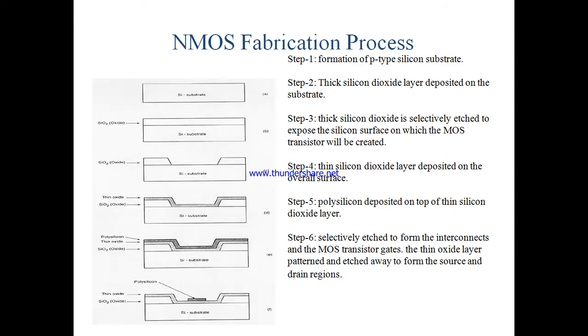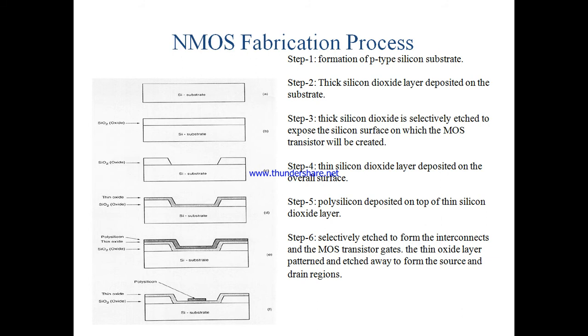And next one is the NMOS fabrication process. In this NMOS fabrication process, first step is the formation of p-type silicon substrate. That is, a single crystal silicon layer is doped with p-type impurities into the silicon substrate. And next step is the thick silicon dioxide layer deposited on the substrate.